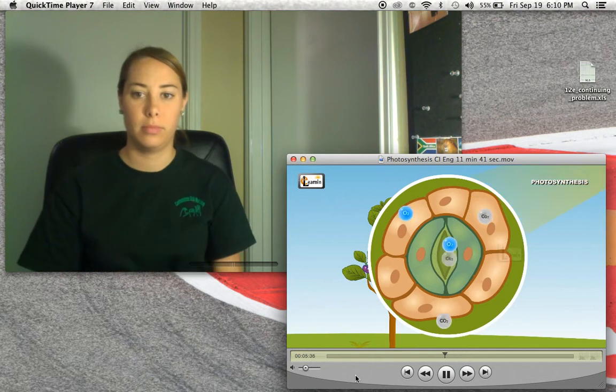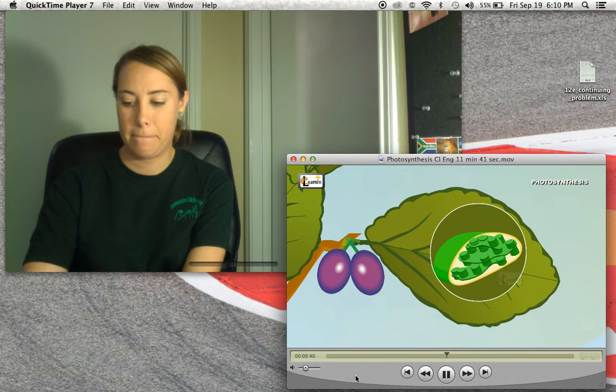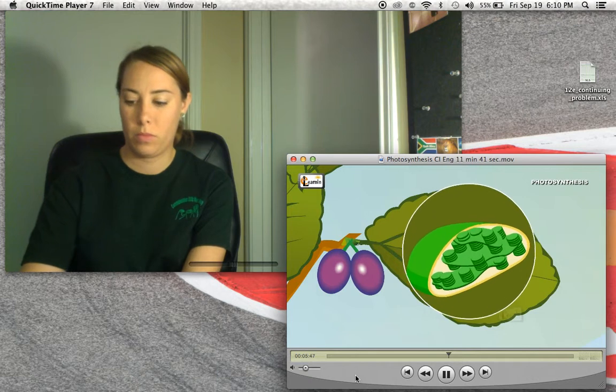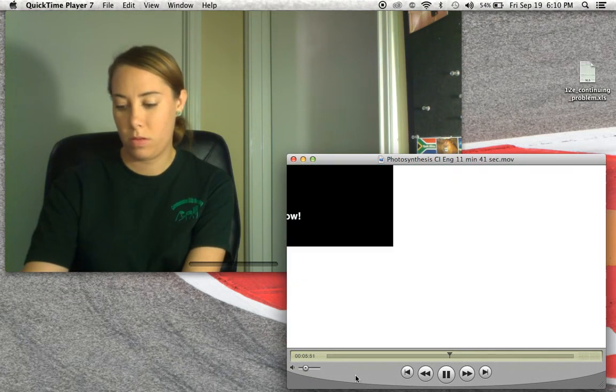Oxygen also comes out through these stomata. Leaves have important cells called mesophyll cells. These cells contain a green color component called chloroplast. This chloroplast is responsible for the green color of plants and leaves.